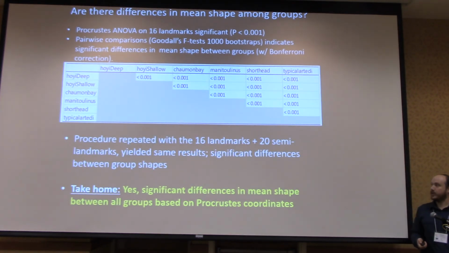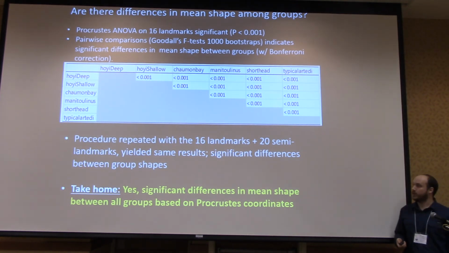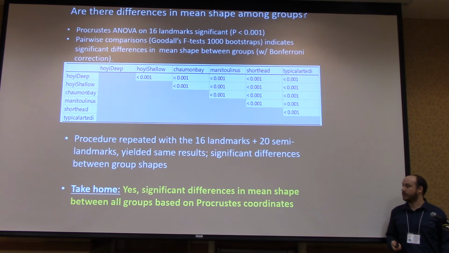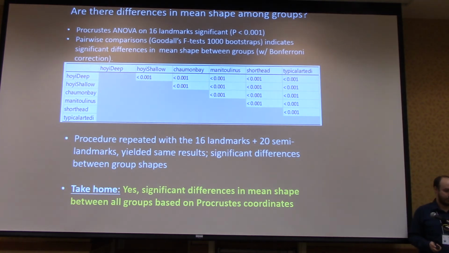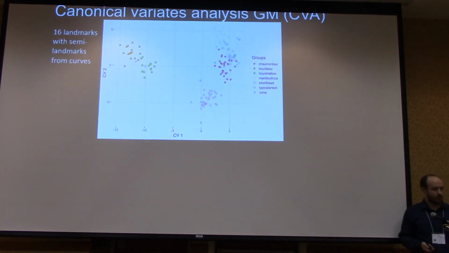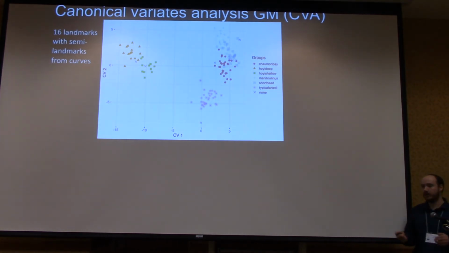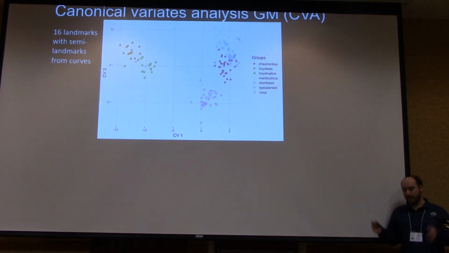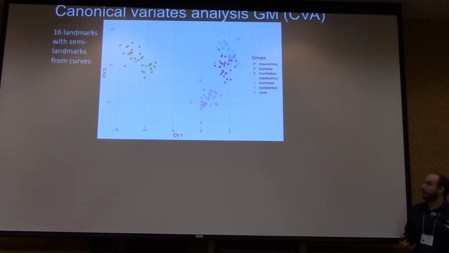And this procedure was repeated for the 16 landmarks plus the 20 semi-landmarks, which resulted in this exact same result. So now we use a CVA approach, which allows you to basically have previously defined groups and then see if they statistically fall out into those groups as well. And for this, we use the previous assignments that I showed earlier.